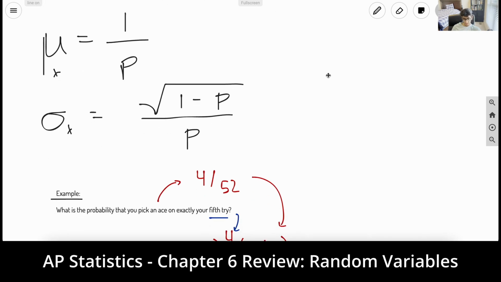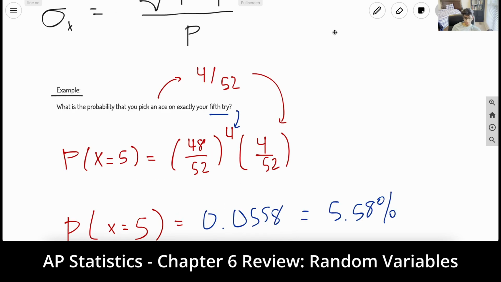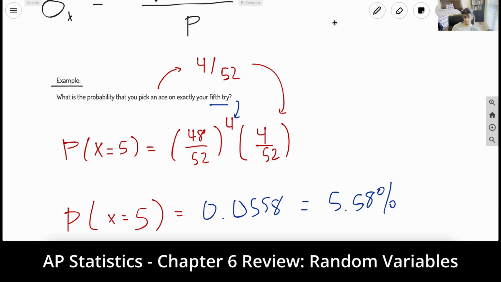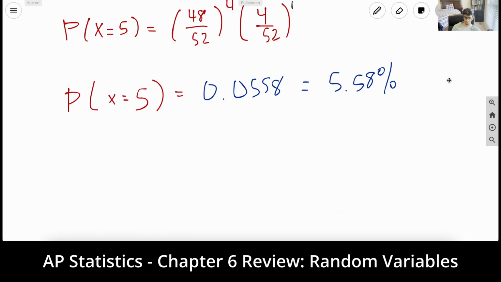Example: what is the probability that you pick an ace on exactly your 5th try? The probability that you pick an ace is 4 out of 52. So what is it that you get on your 5th try exactly? That means the first 4 tries you didn't get it, so you have to use the complement, which is 48 out of 52. So you do 48 out of 52 to the 4th power, and then times 4 out of 52. Altogether, there's an imaginary 1 right here, so altogether that gives you 5. The first 4 were fails, and the 5th one was your success. So that's how you do this.